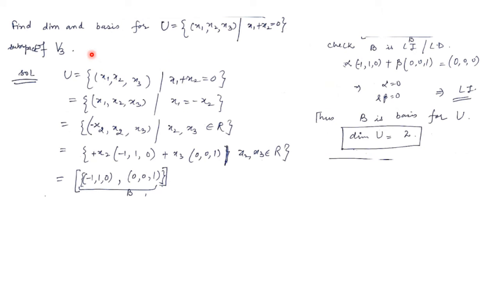One more example, find the dimension and basis for U, where U is a subspace of V3, the set of 3-order tuples with the condition that the sum of the first two coordinates is 0. So it is a set of 3-order tuples x1, x2, x3, all real numbers, such that x1 plus x2 is 0. Again, we have to reduce any tuple.